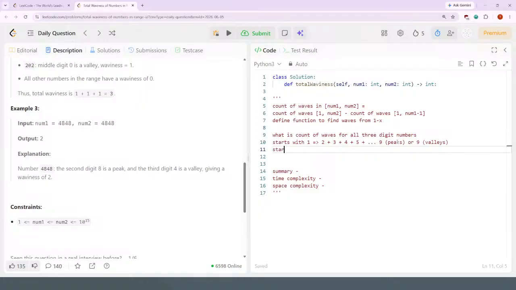Okay, so if it starts with 2, then 2 can go to 3, which can go down to 2, 1, or 0. So it's 3 plus 4 plus 5 plus dot dot dot plus 9. Those are the number of ways it does peaks. And then valleys: 2 can go down to 1, and 1 can go up to 2 through 9, which is 8.